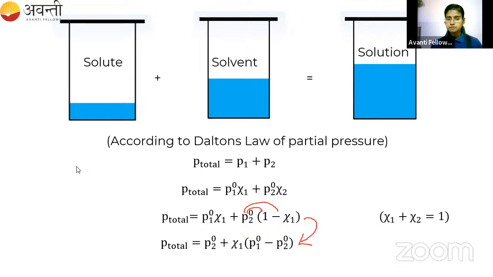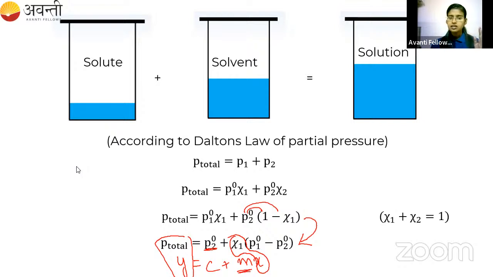Is it clear? Now, this equation, if you see, is of the form y is equal to mx plus c. What is y is equal to mx plus c? It is a straight line equation, right? So here the y-axis is the total pressure and the x-axis is the mole fraction. And m is the slope. P1 naught minus P2 naught is the slope, and this P2 naught alone is the intercept.